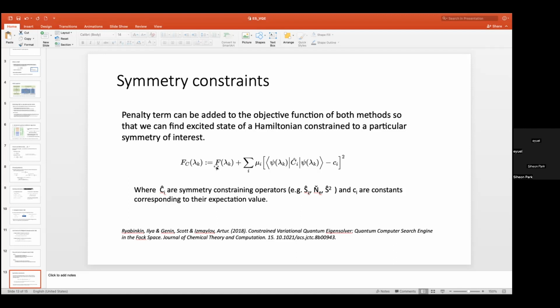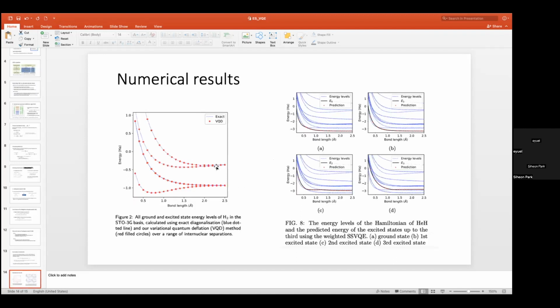Okay, so that's it. And here are the numerical results of those two papers. This one uses VQD to find the excited state energy of, I think, the H2 molecule. And this is the result from subspace search VQE to find the excited state energy. Okay, thank you. If you have any questions.